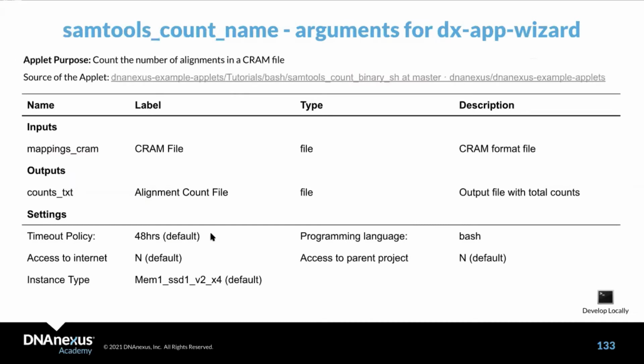So in order to summarize it, we will be using as an input parameter the name crum_mappings_crum as a CRUM file. Output is counts_txt, and it will be an alignment count file. Both are of type file. And here there is some description that we have. We used the default timeout policy and no access to the internet. Instance type was selected like this, which is also default. Programming language is Bash, and we do not need access to the parent project because access to input is handled separately, and we do not have to care about that.